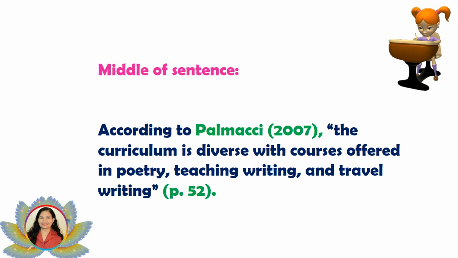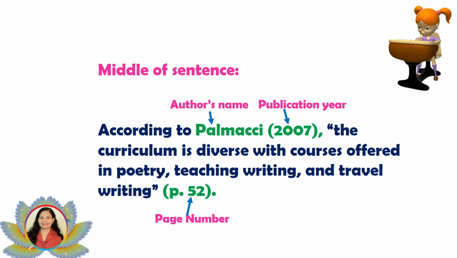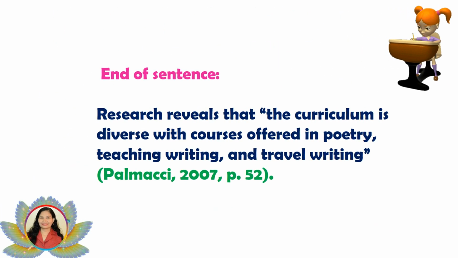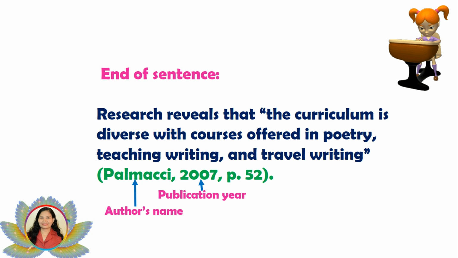Another placement of citation can be in the middle of the sentence, after the introductory phrase, and the page number must be written at the end of the sentence. Another option is to place it at the end of the sentence. The author, year of publication, and page number are enclosed in parentheses.